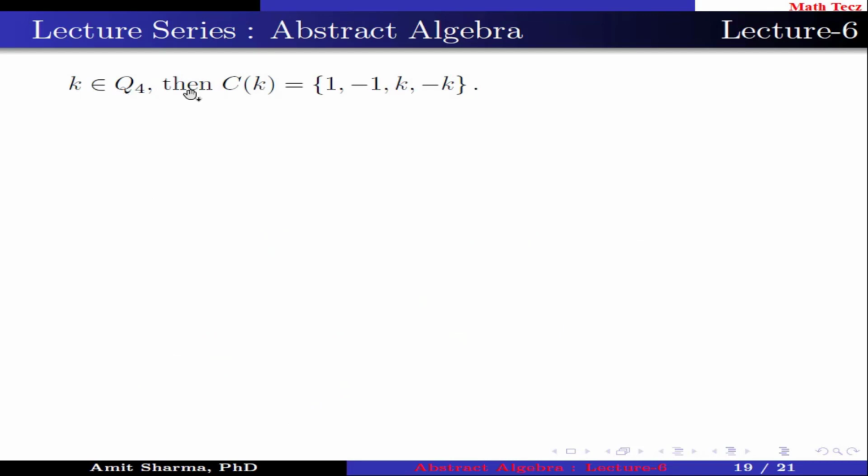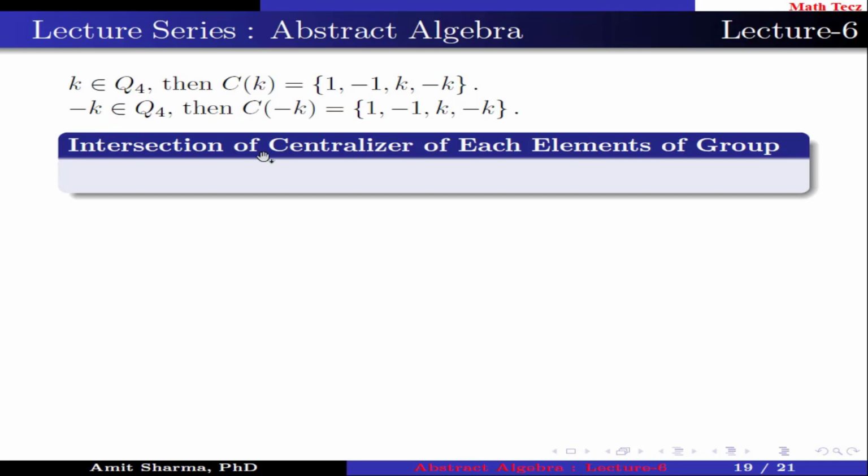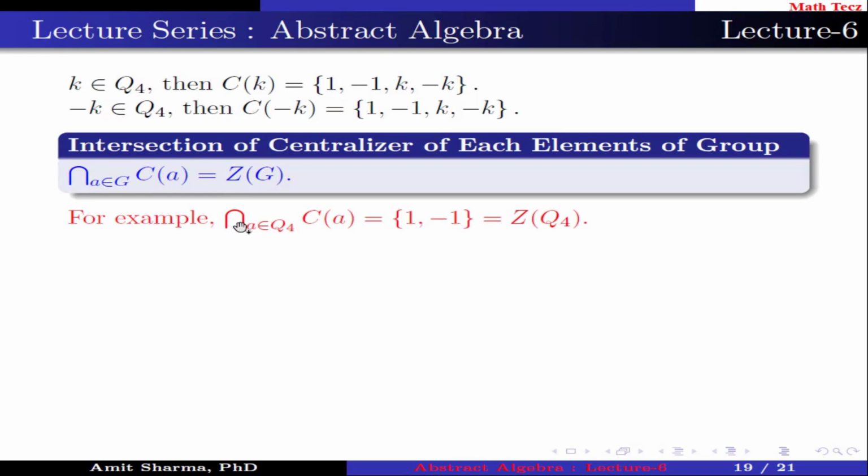k belongs to Q4, then the centralizer of k is {1, minus 1, k, minus k}, because these elements commute with k. Minus k belongs to Q4, then the centralizer of minus k is {1, minus 1, k, minus k}. Why is it so? Because the inverse of k is minus k. Next is the intersection of the centralizers of each element of the group. The intersection over a belongs to G of the centralizer of a is the center of G. For example, the intersection over a belongs to Q4 of the centralizer of a is {1, minus 1}, which is equal to the center of Q4.